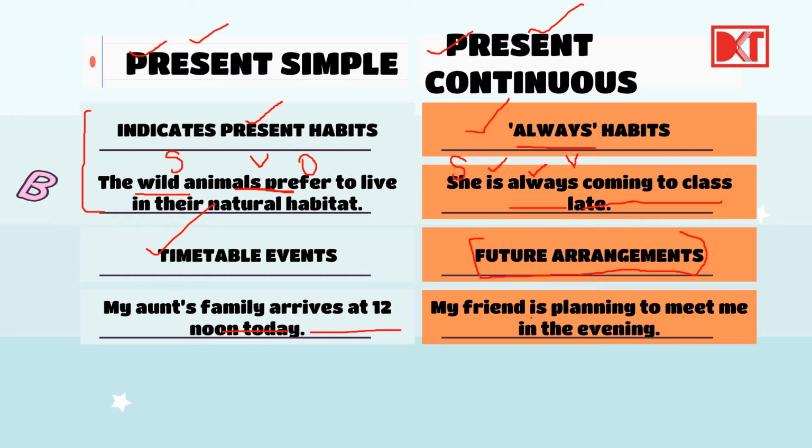Like my friend is planning to meet me in the evening. So this is your future arrangement, but you're talking about it right now. You know that we are planning to do this. So we are still planning. This is a continuous thing which is happening. And again, for always also, this is also a continuous thing. She's always coming to class late. Meaning the habit is still continuing, right? This arrangement is also still continuing. Yep, the planning is still going on, right? You're planning to meet me in the evening. This is the broad difference between present simple and present continuous. All right.